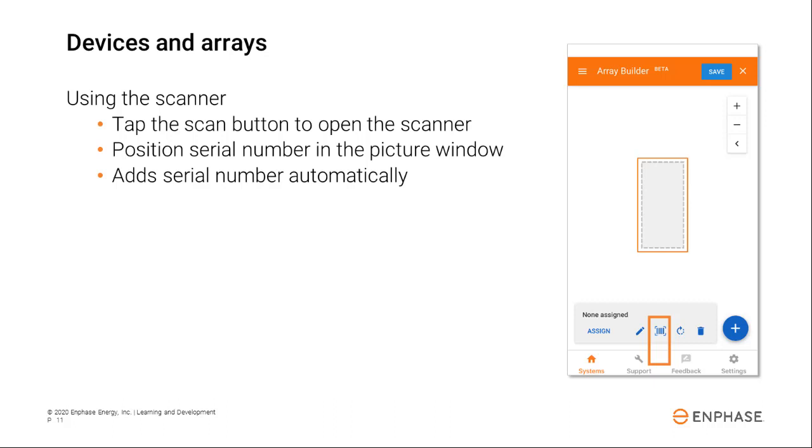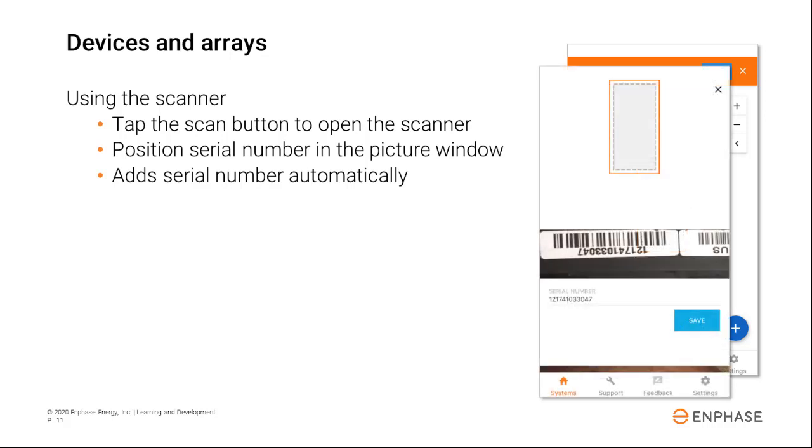The module you'll be scanning into will have an orange border around it. Below is the picture window where you'll put the serial number of the device you want to scan. The serial number will automatically be added once the scanner reads the barcode. The scanner is sensitive. We recommend using an extra sheet of paper to cover neighboring barcodes on your paper array map so that the wrong ones don't get picked up by mistake.